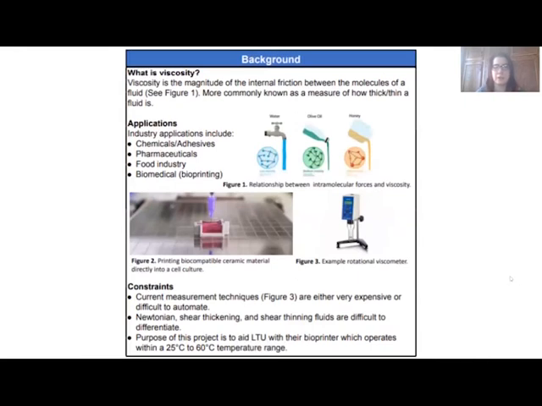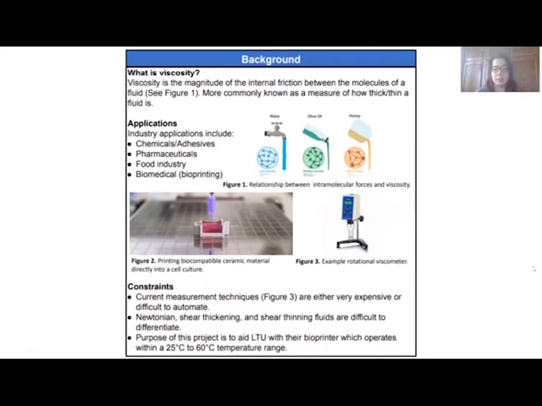To give a little bit of background on our device, viscosity is the magnitude of the internal friction between molecules of any given fluid. To put more simply, it can be described as a measure of how thick or thin a fluid is. Some important applications of viscosity include, but are not limited to, chemical engineering and adhesives, pharmaceutical applications, research in the food industry, and biomedical applications, specifically in bioprinting.